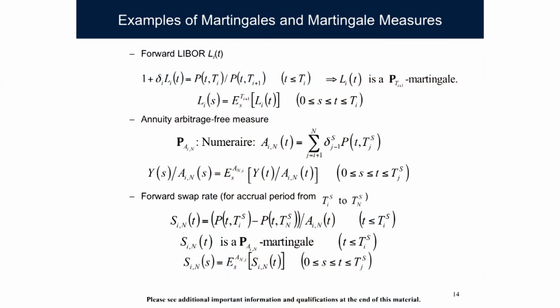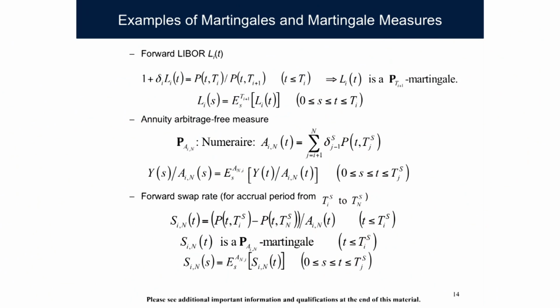Forward LIBOR, right? This is the forward LIBOR. Essentially, it's a ratio of two zero coupon bonds. So naturally, we know it's a Martingale under the numeraire asset, right? So essentially, it's a forward measure up to the payment of the forward LIBOR. Okay, so this is the Martingale condition, right? Similarly, we can do this argument on the forward swap rate, right?